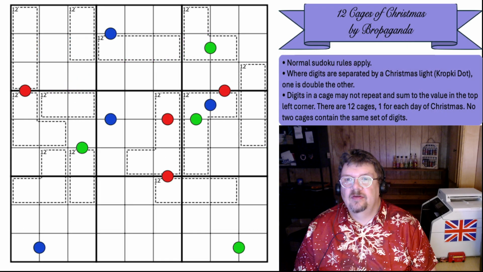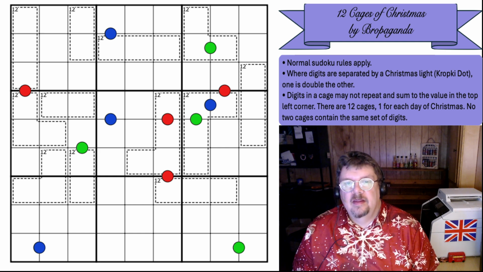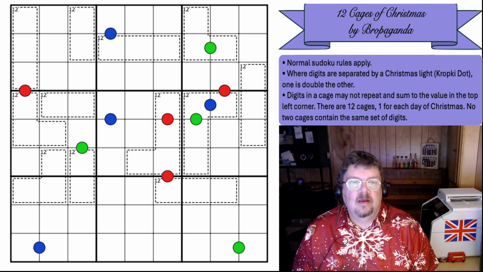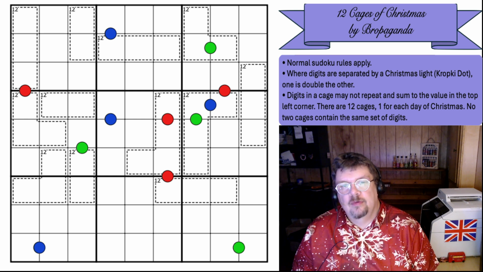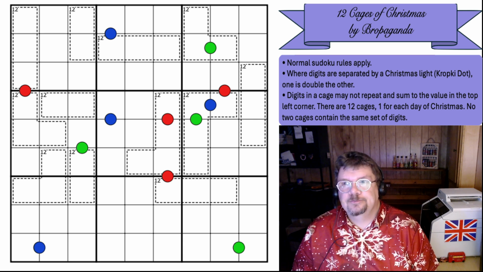I'm Timotab and today I'm going to solve 12 Cages of Christmas by Bropaganda. We are still in the Christmas period. The 12 days of Christmas go from Christmas Day through to 12th night, ending January 6th. And so I thought it would be appropriate to do a Christmas-themed puzzle, in particular a 12 Days of Christmas themed puzzle. With that, let us have a look at the rules.